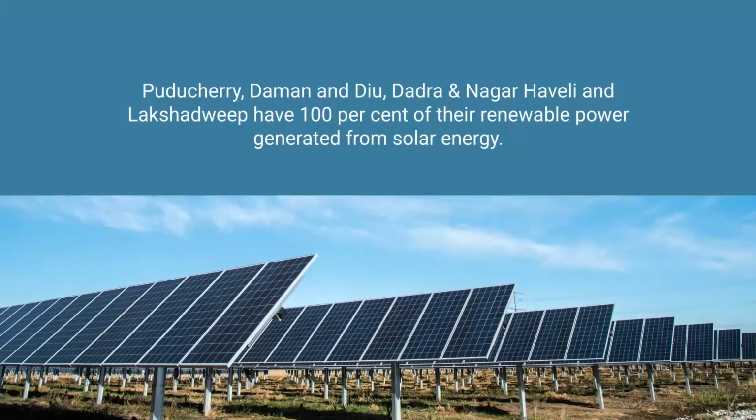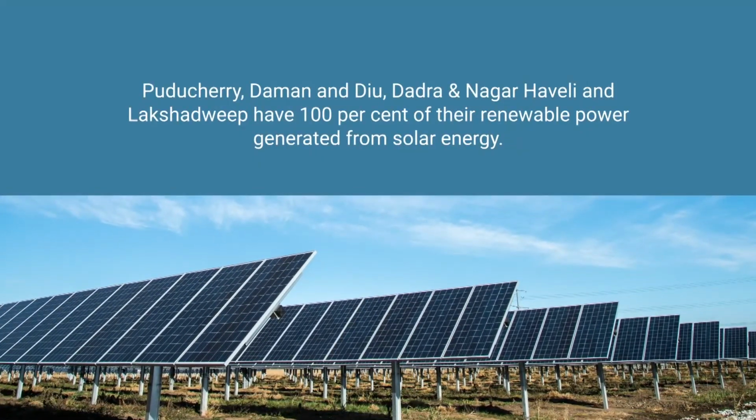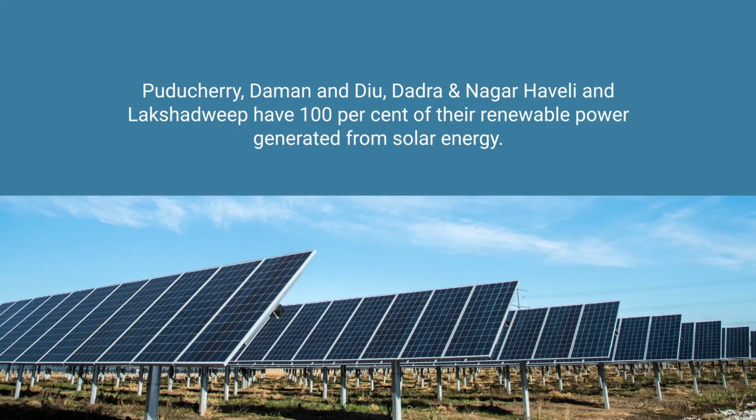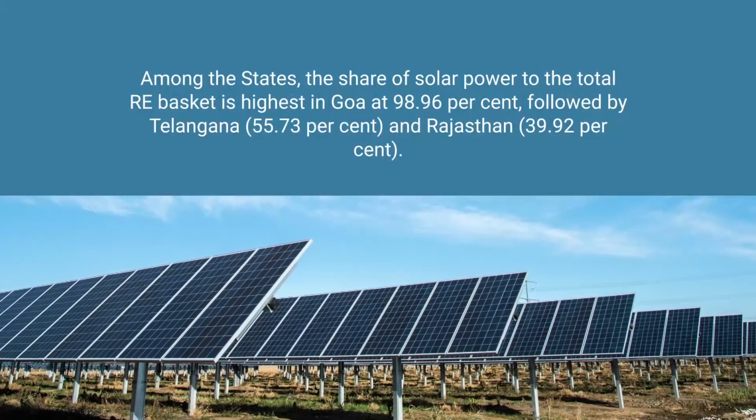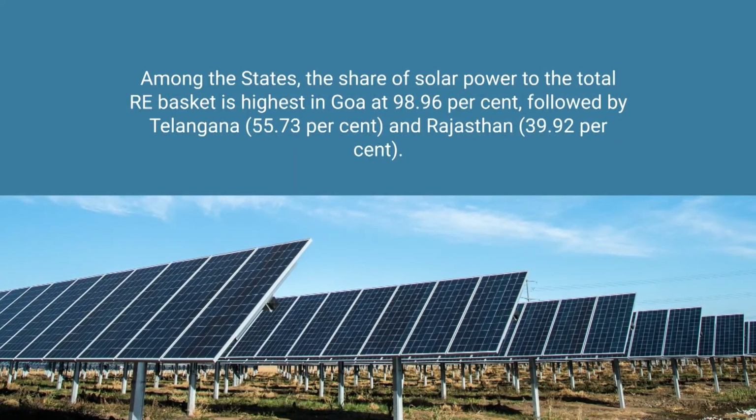Puducherry, Daman and Diu, Dadra and Nagar Haveli, and Lakshadweep have 100% of their renewable power generated from solar energy. Among the states, the share of solar power to the total renewable energy basket is highest in Goa at 98.96%. That is followed by Telangana with 55.73% and Rajasthan with 39.92%.